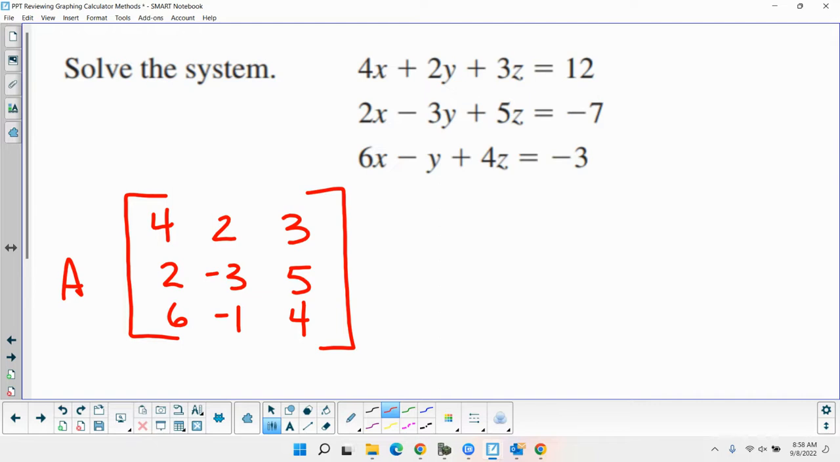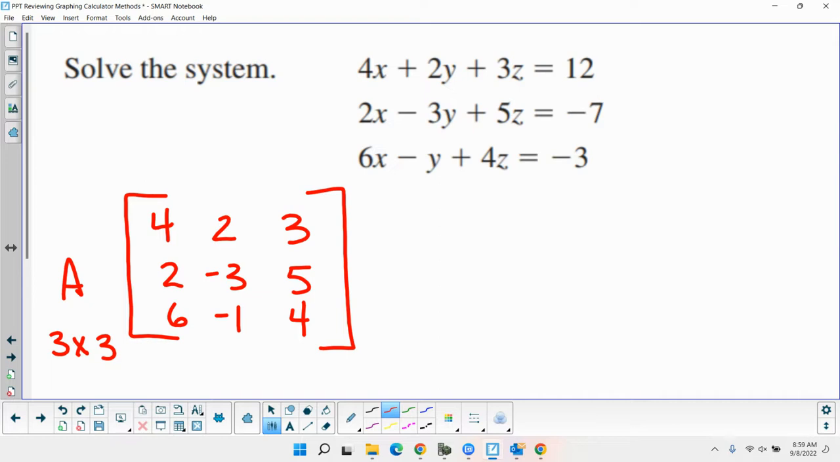Matrix A, what's its dimensions? What's its size? How many rows? 3. How many columns? 3. Okay, so when you edit your A matrix, you want to make sure it's 3 by 3, which it should be already. That's already done for you because you've done that already. Then you have to go to edit to put new numbers in.